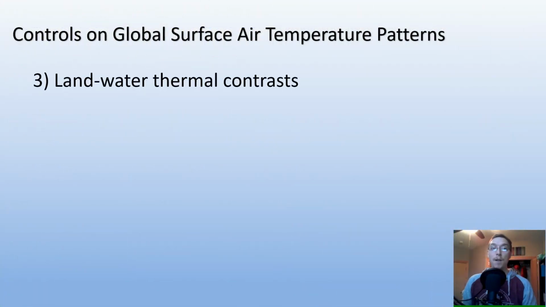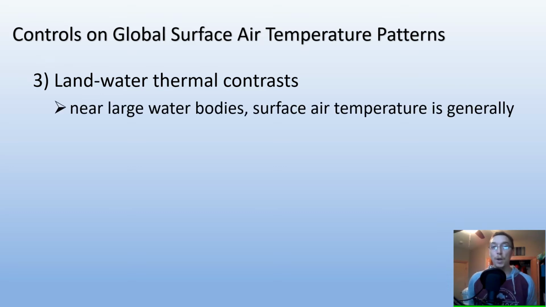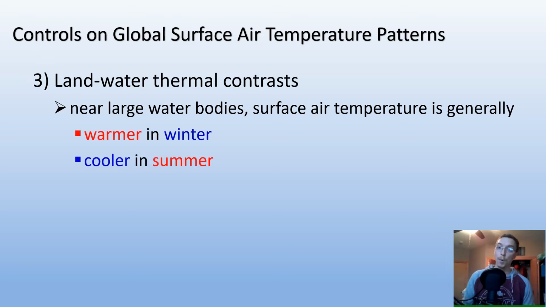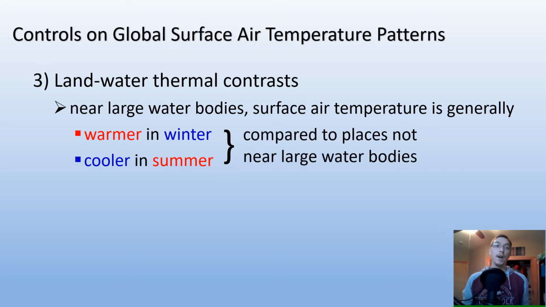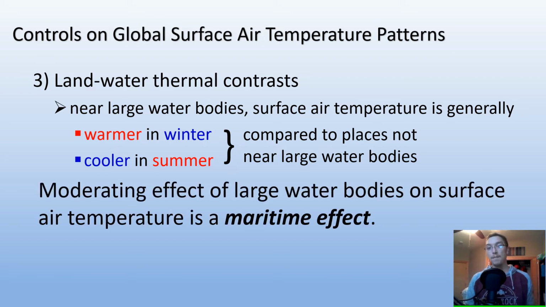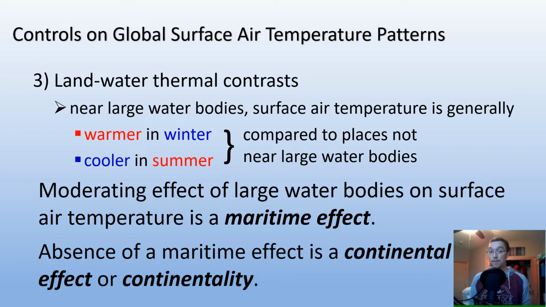Moving into the next one, land-water thermal contrasts. We've talked about and alluded to before the maritime effect. Near large bodies of water, surface air temperature is, generally speaking, warmer in winter and cooler in summer, compared to areas that aren't near a large body of water. Eau Claire, Wisconsin versus Astoria, Oregon, right? We don't have a moderating large body of water like they do along the Pacific coast. So we refer to that moderating effect as the maritime effect. In the absence of the maritime effect, we have continentality, or the continental effect.